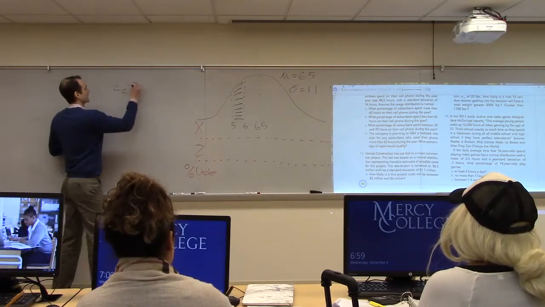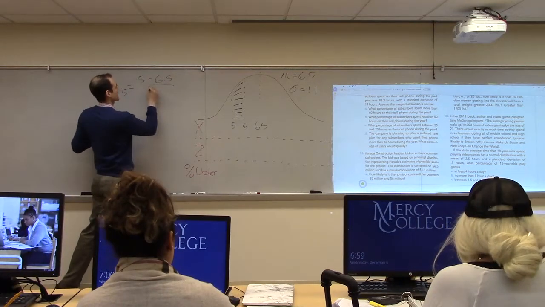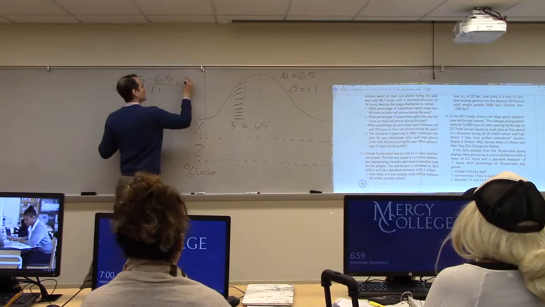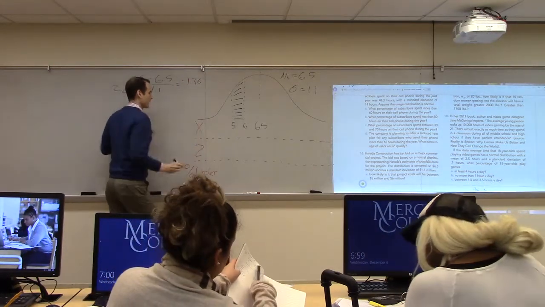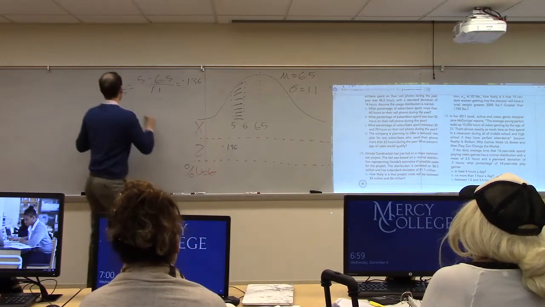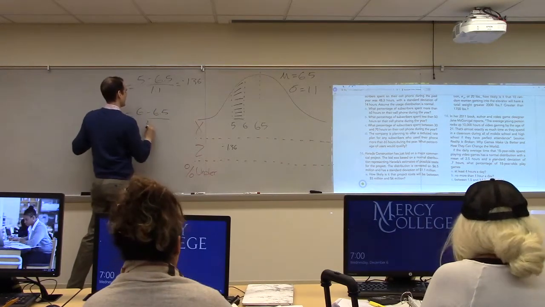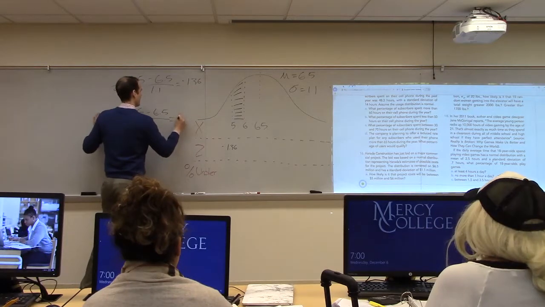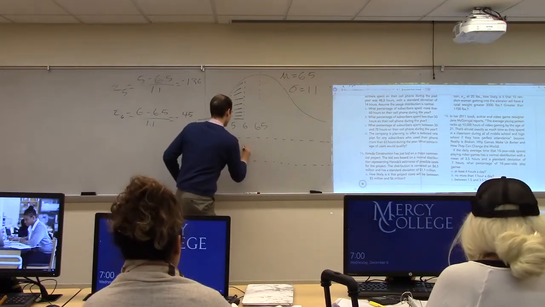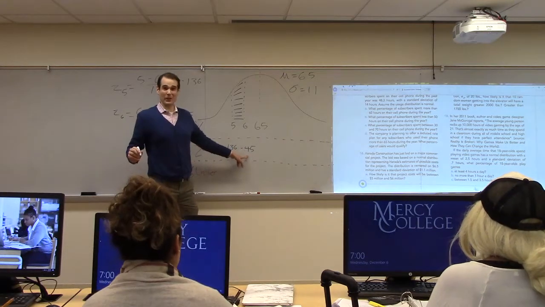Z for 5 equals the actual data point 5 minus the mean of 6.5 divided by the standard deviation of 1.1 equals what? Negative 1.36. Alright, so we've got Z for 5 as negative 1.36. How about Z for 6? 6 minus 6.5 divided by 1.1 equals what? Negative 0.45. Excellent.